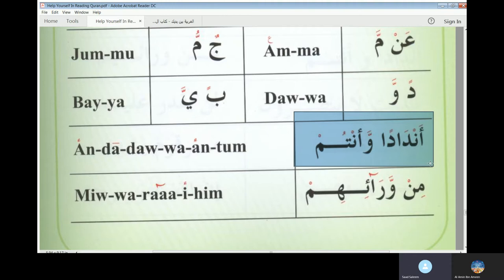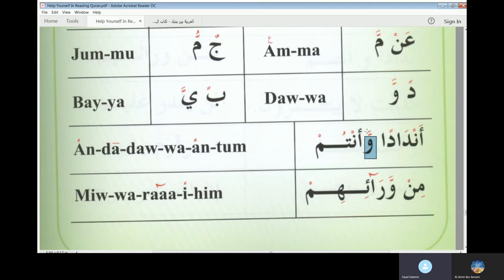How many vowels are found in this line? How many vowels are written in this line? Answer me. There are two vowels written here. One you see here. Where is the other one?